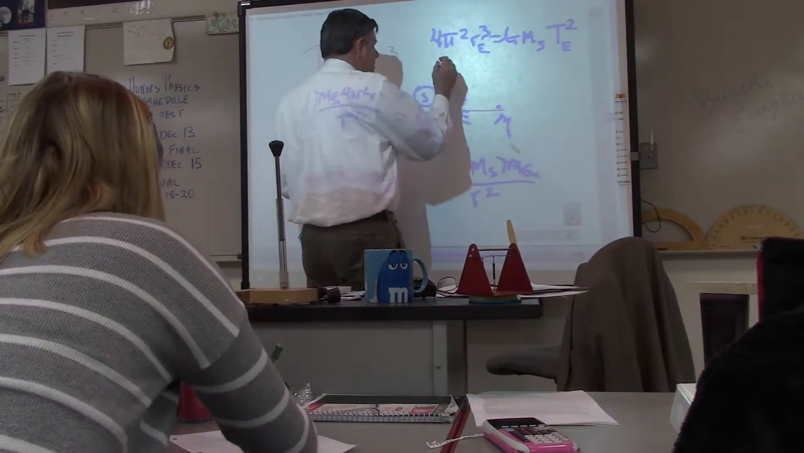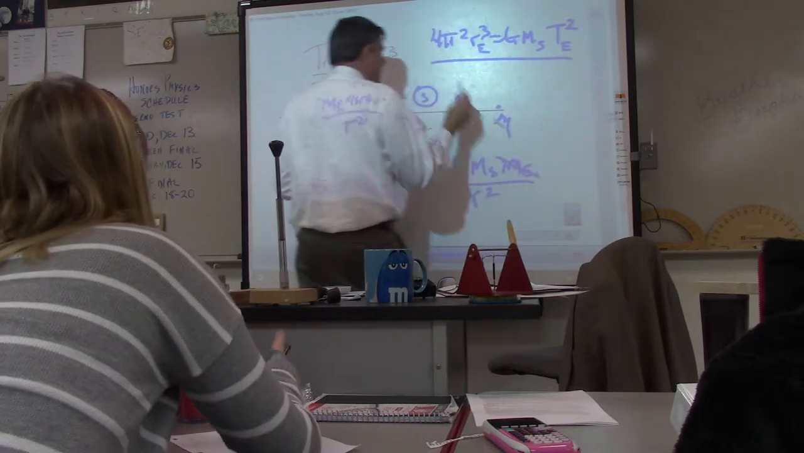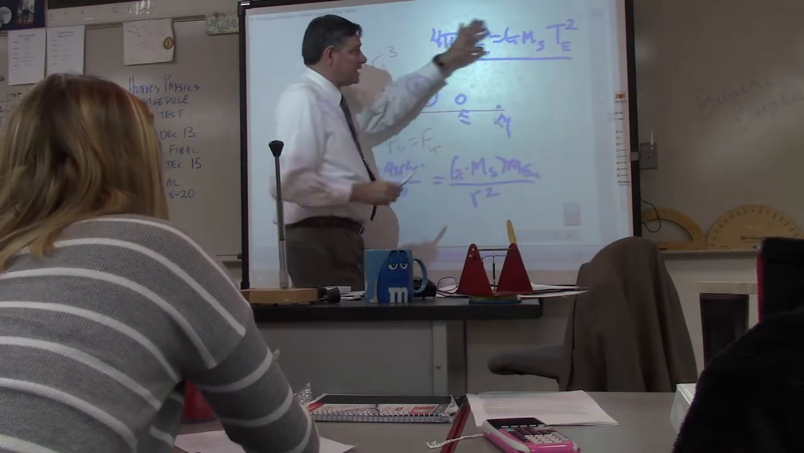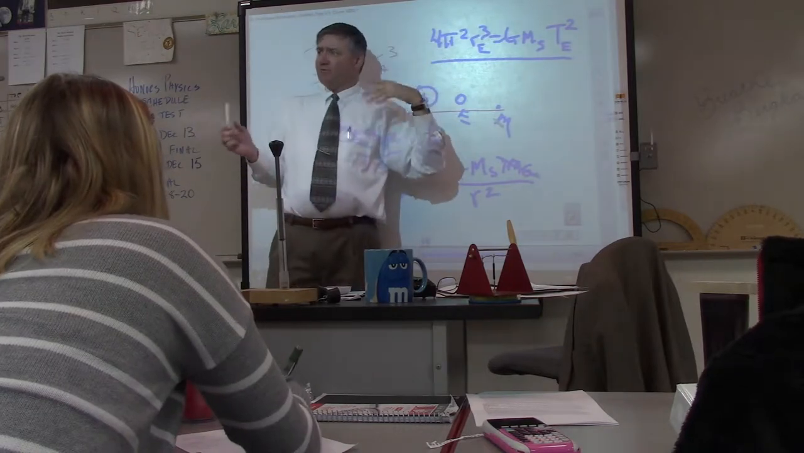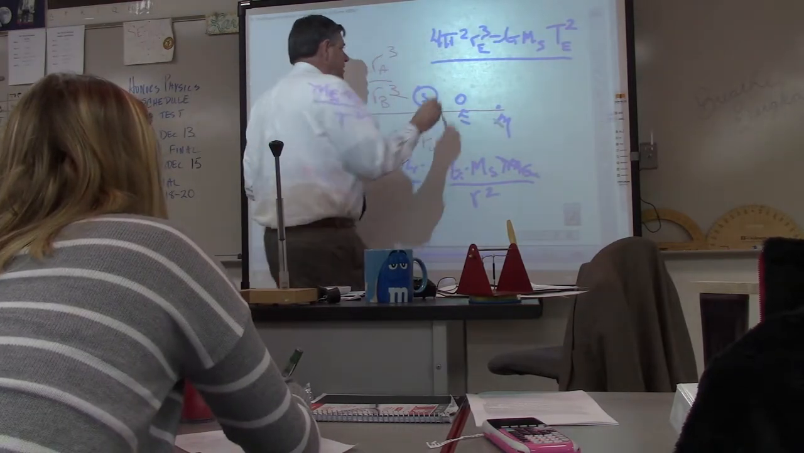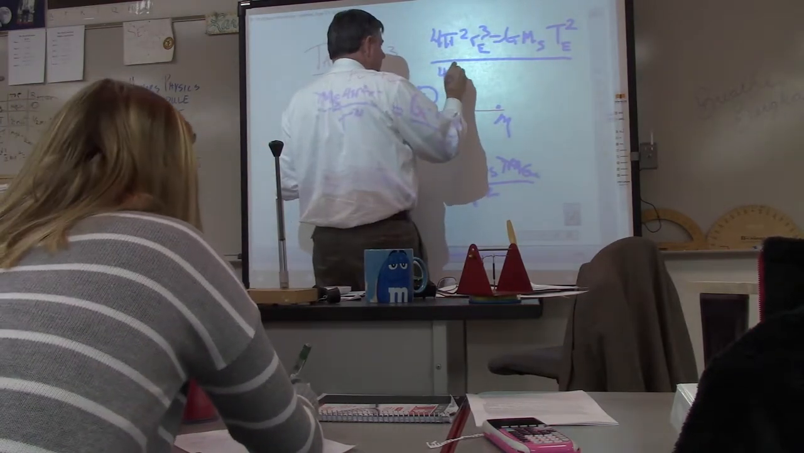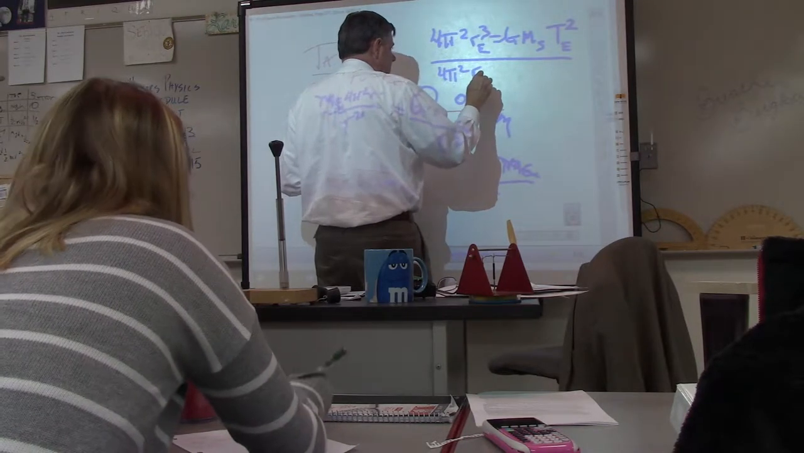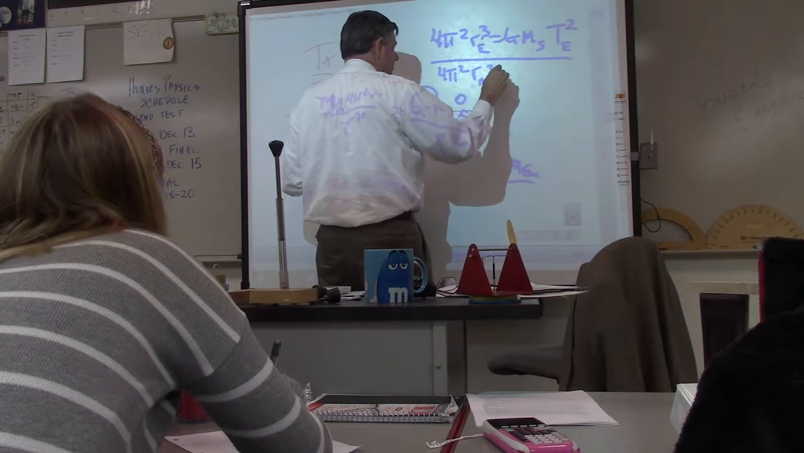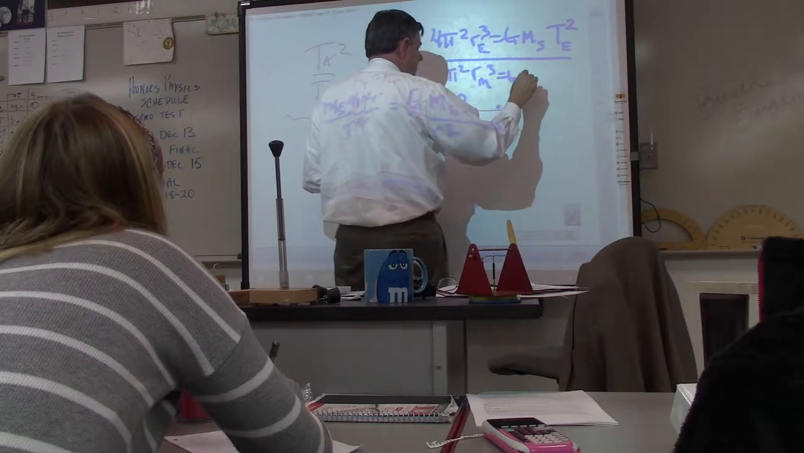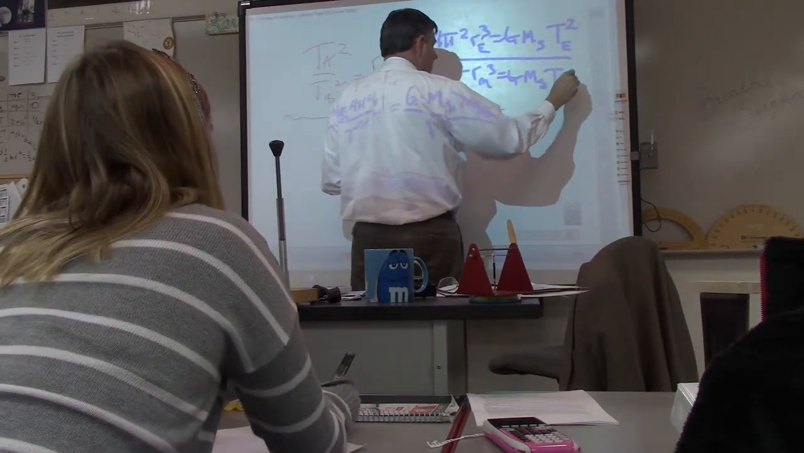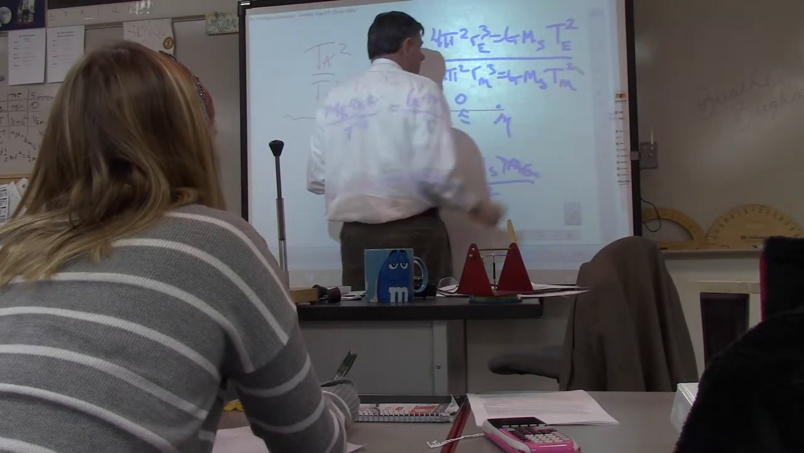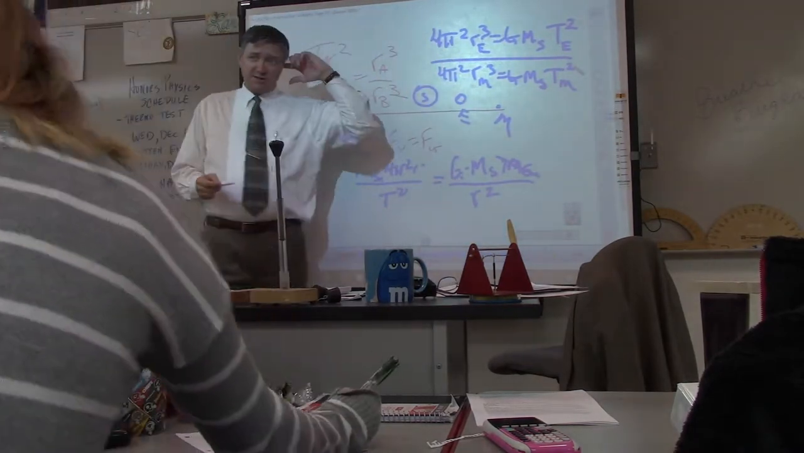Okay, well, let's set this as a ratio. So I'm going to take this, so this is what I would need for the Earth. And then Newton comes along and says, what if we did that same thing for Mars? Oh, okay, so that would be 4 pi squared times the radius of Mars cubed, equaling big G times the mass of the Sun times the period of Mars squared. So, oh, that's a ratio, right?